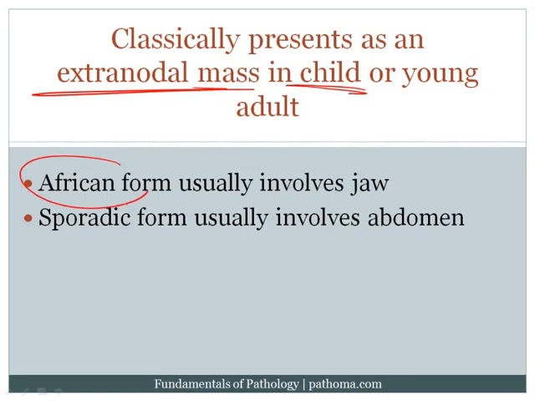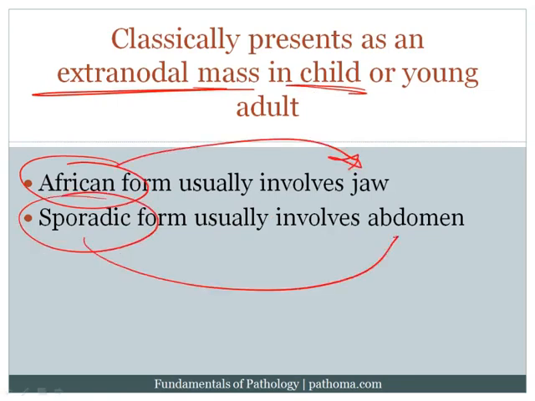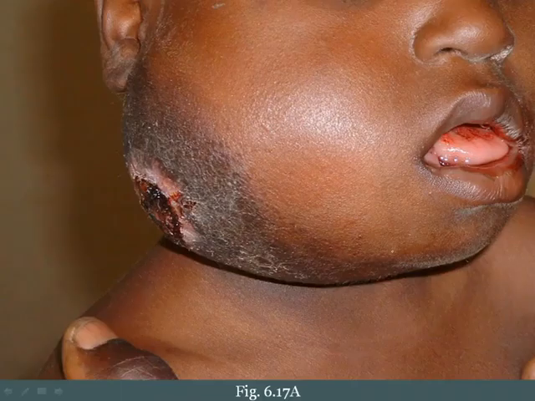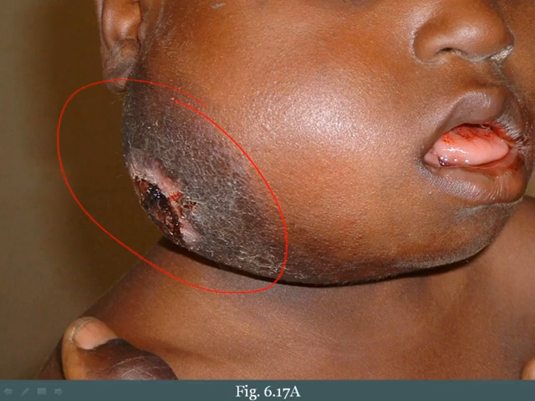There are two forms. It's the African form, which produces a jaw mass, and there's a sporadic form, which involves the abdomen. One of the ways by which examiners like to go after this is they show you a picture like this, and when they show you a picture like this, they are trying to have you recognize that this is an example of Burkitt's lymphoma of the jaw, and then you could potentially be asked, for example, where would the sporadic form arise? And the sporadic form arises more commonly in the abdomen. The African form more commonly arises in the jaw.